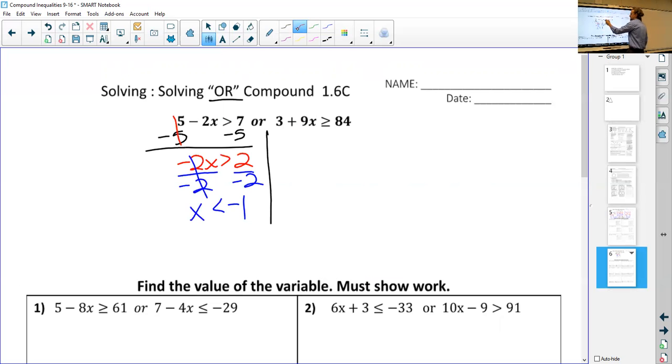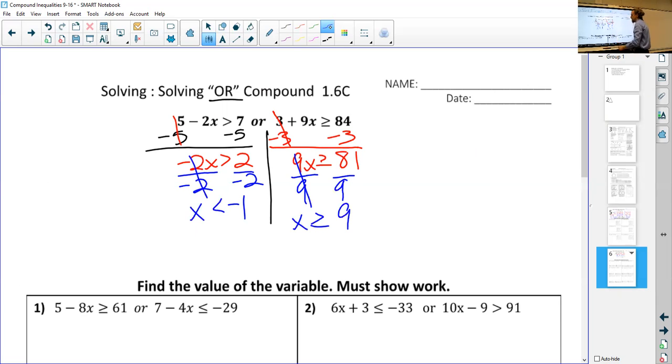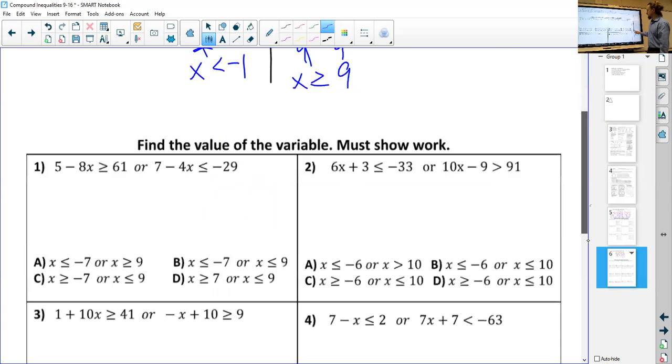Then we solve this other equation. To get X by itself, we do -3 to both sides. That cancels. So 9x greater than or equal to 81. We divide both sides by 9. So this cancels, we have X. We didn't divide by a negative, so that symbol stays the same. X is greater than or equal to 81 divided by 9, which is 9. And there are the answers.